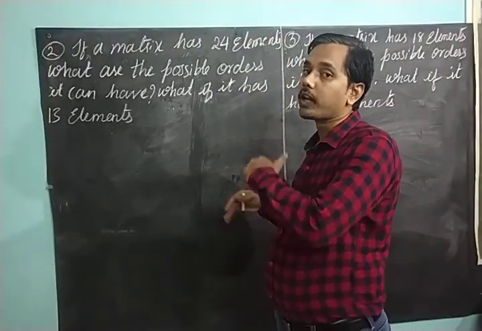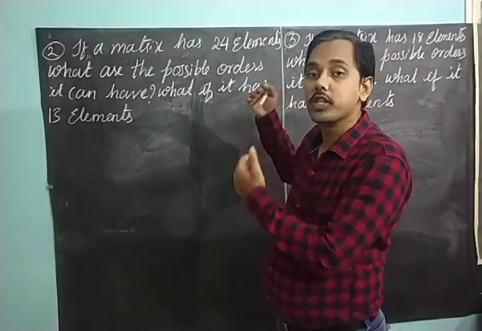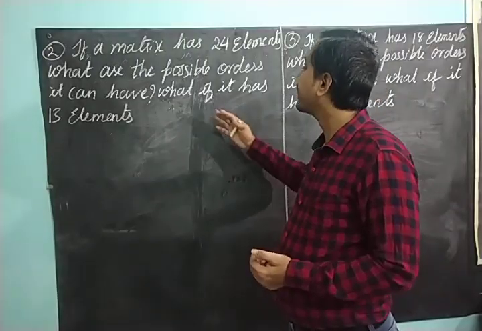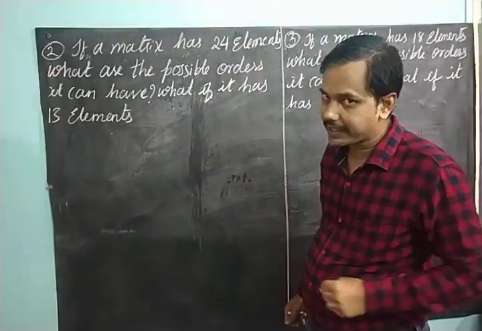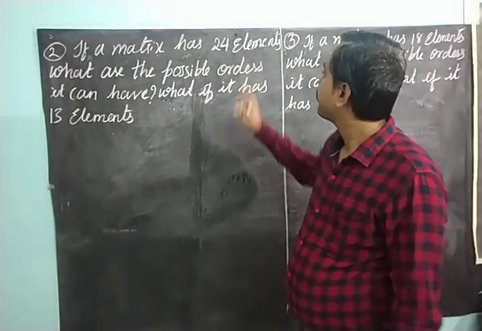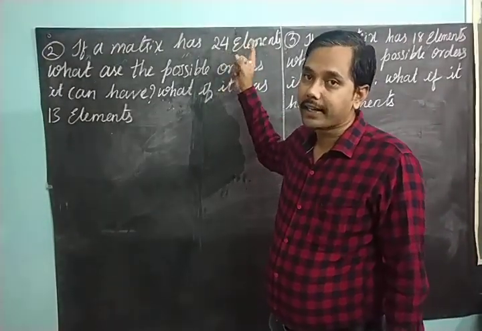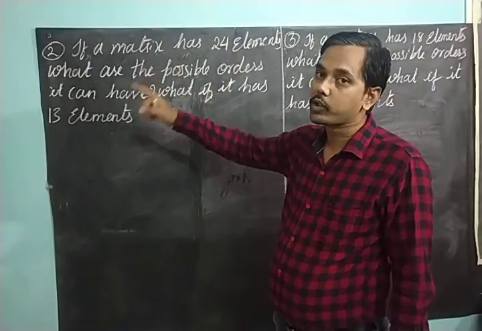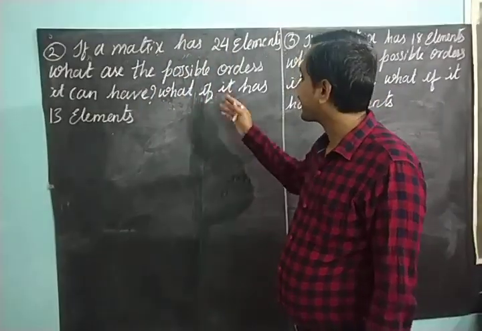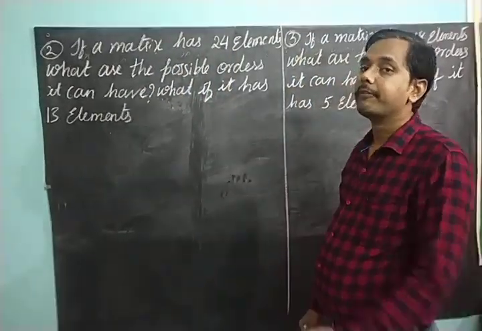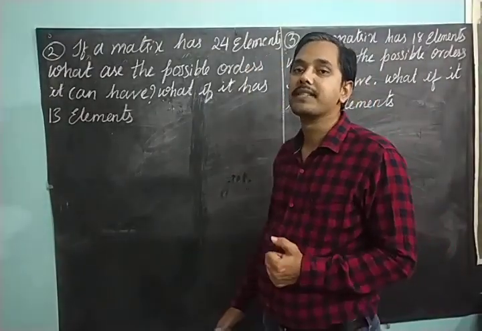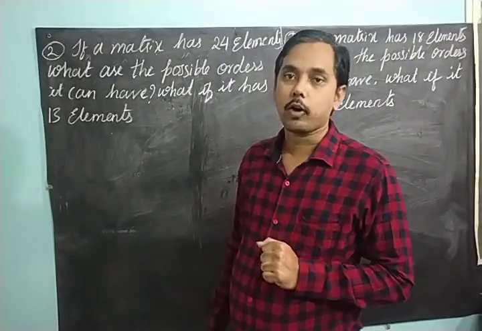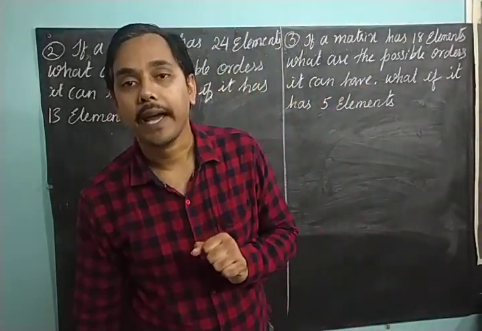That means how many possible orders will there be if there are 13 elements instead of 24 elements. Both are one and the same. In the first part they asked, there are 24 elements, what are the different possibilities of orders? In the second part they asked, if instead of 24 elements it has 13 elements, then what about its order? How many possible orders may it have?